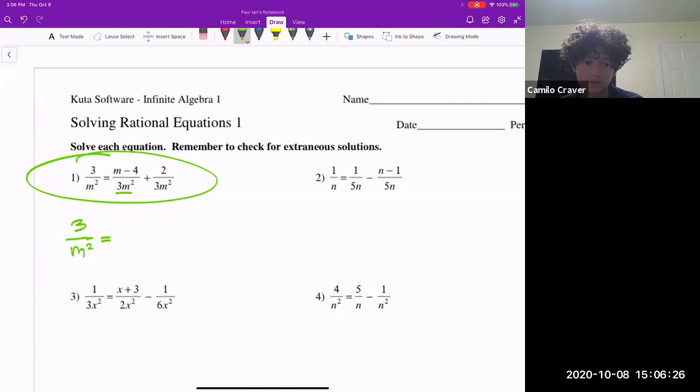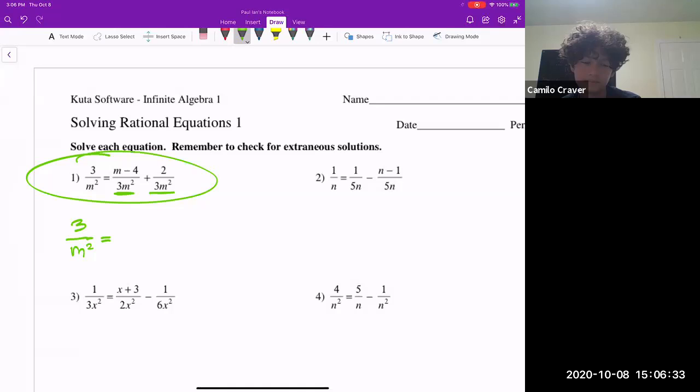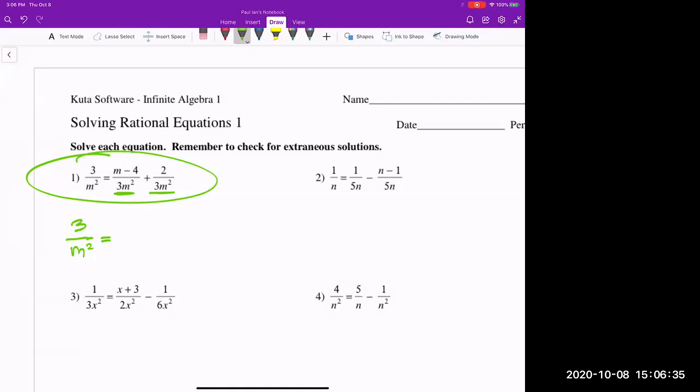Add the exponents. I would probably, for this one, you know how this is the same as this guy, the denominator? Yeah. So what happens when you have the same denominator? You could just add them, right? Yeah. But then you keep the bottom, right? Yeah. So you have what? M minus 4. Then plus 2.